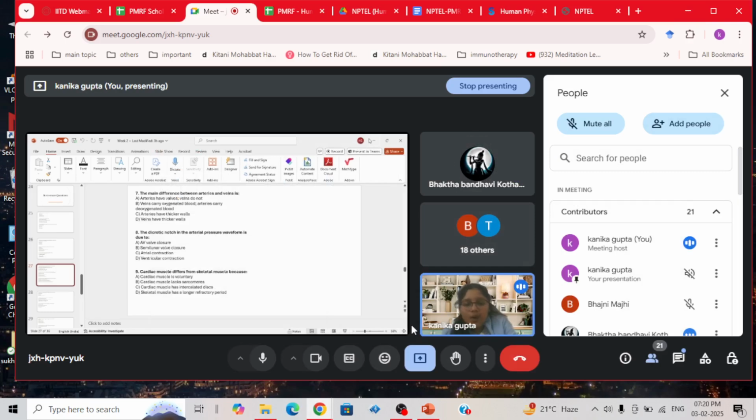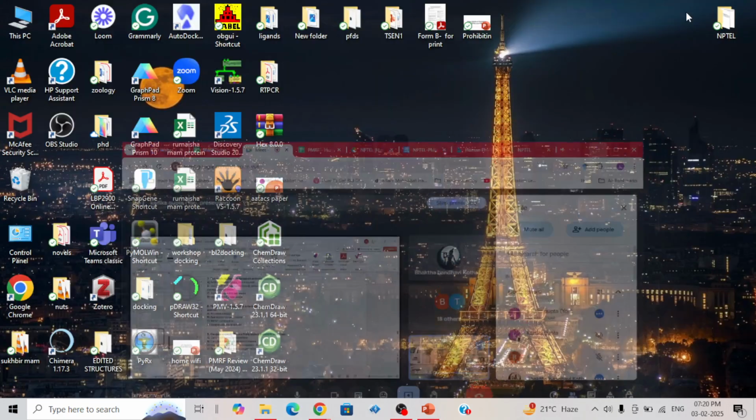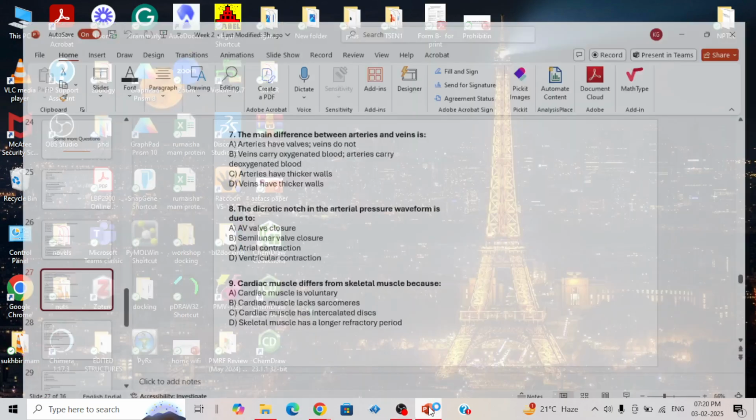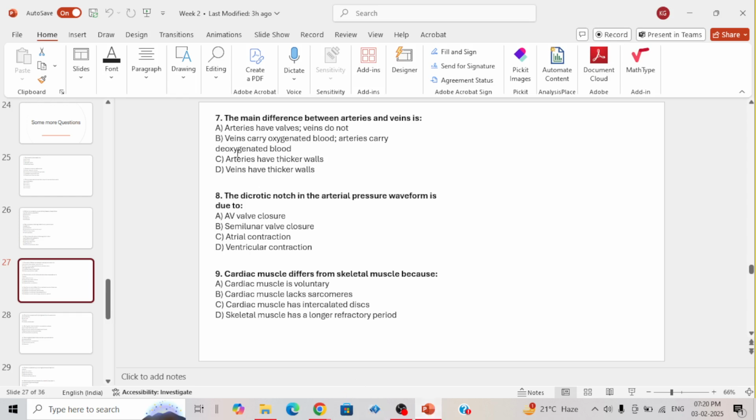Arteries have thicker walls. Those people who were saying option B, let me tell you, the statement that veins carry oxygenated blood and arteries carry deoxygenated blood is totally false. We have seen that the veins carry deoxygenated blood and arteries carry oxygenated blood. It is just an exception that the pulmonary vein carries oxygenated blood. Otherwise, all other veins always carry deoxygenated blood. So the main difference between arteries and veins is that arteries have thicker walls.